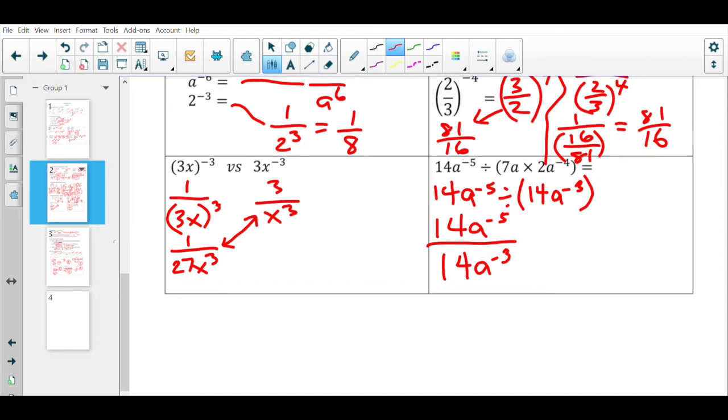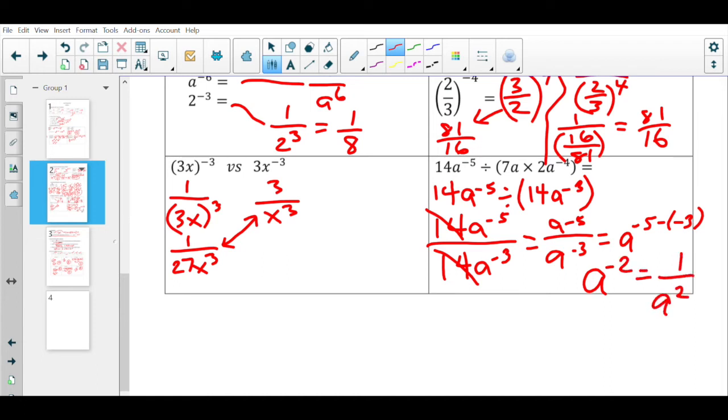So let's pause and think about that. 14a to the negative fifth divided by 14a to the negative third. Let's put it in fraction form, which makes it much easier for me to work through. The 14s cancel here. So we're left with a to the negative 5 over a to the negative 3, and that is a to the negative 5 minus negative 3. Careful with your negatives, applying the quotient rule. That's a to the negative 5 plus 3, that's a to the negative 2, and that's 1 over a squared if we're asking you to leave it in terms of positive exponents. There you go.